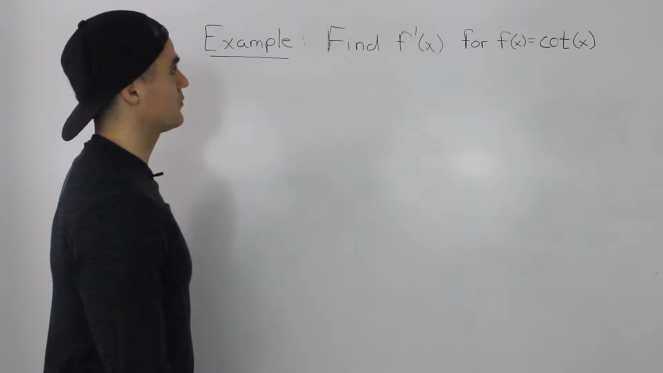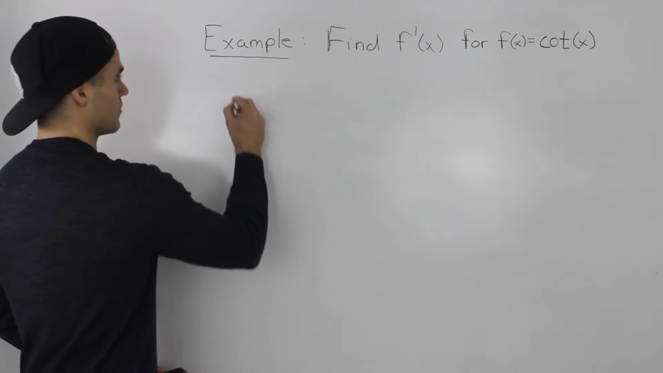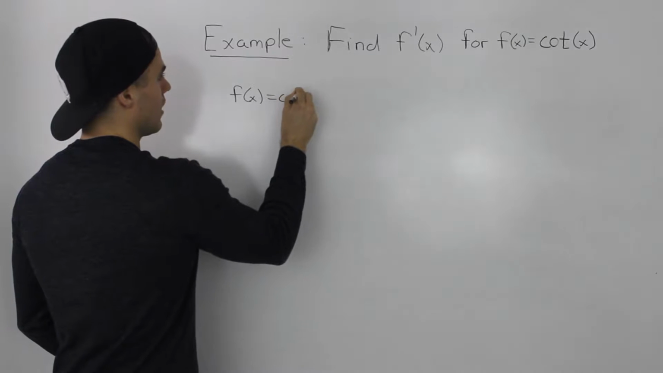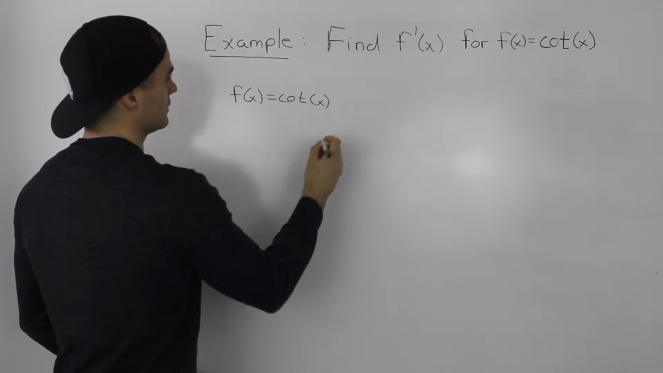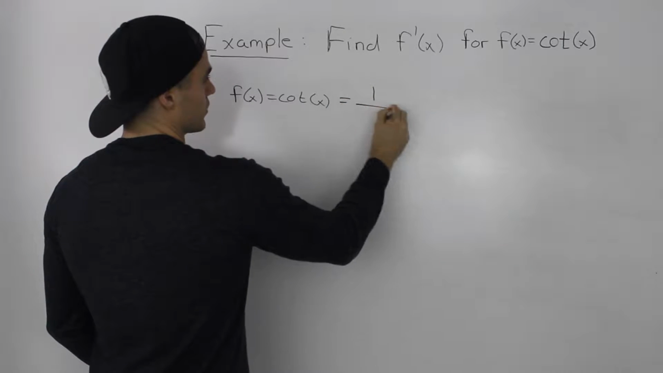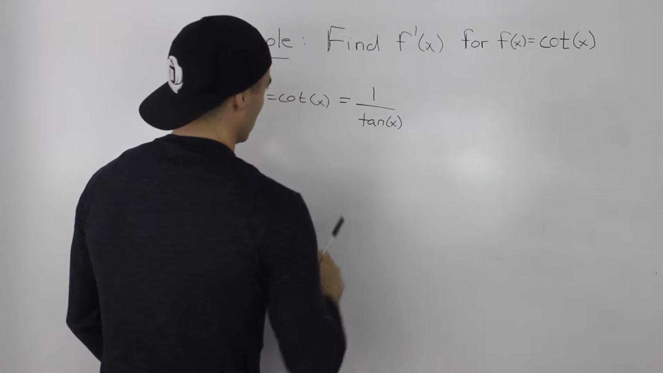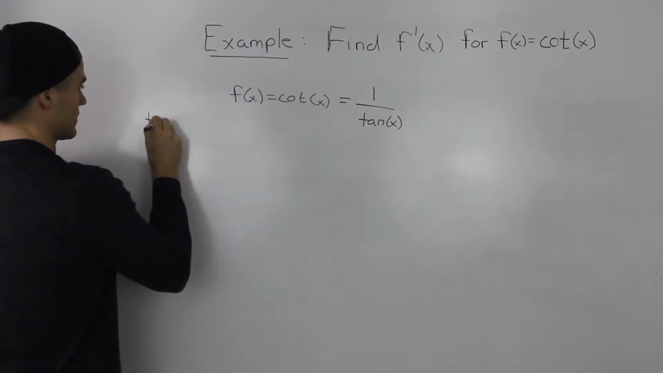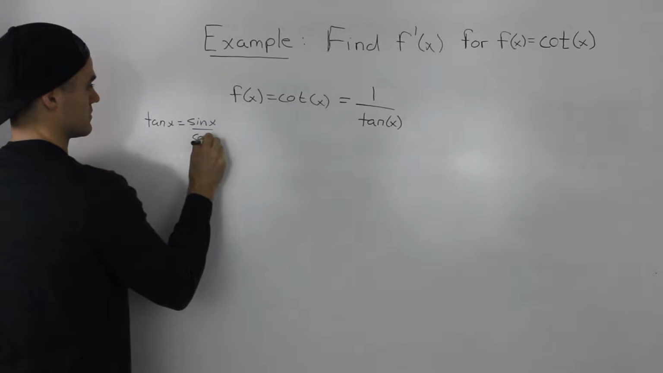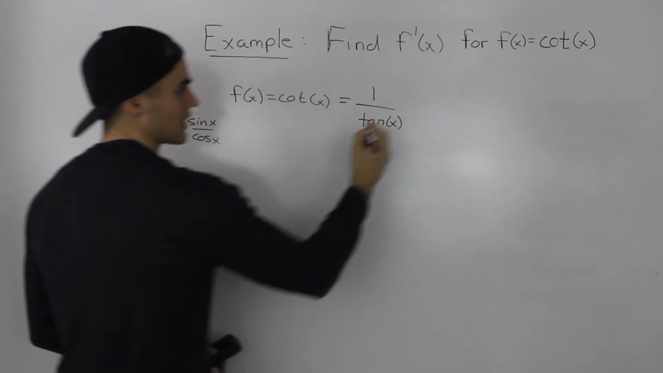Moving on to the next example, we have to find the derivative of the function cot x. Now, cot x, or cotangent, is the reciprocal of the tan function. And if you remember, tan x is equal to sine x over cos x. So the reciprocal of that would just be cos x over sine x.